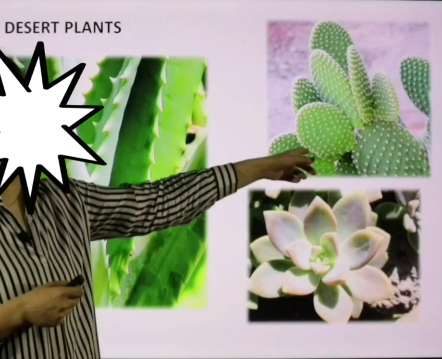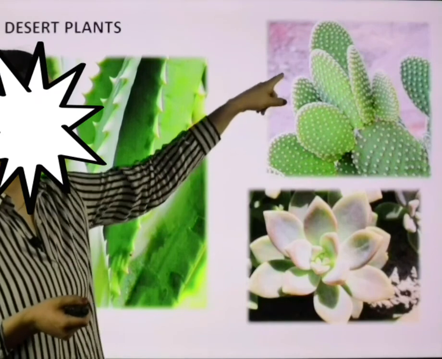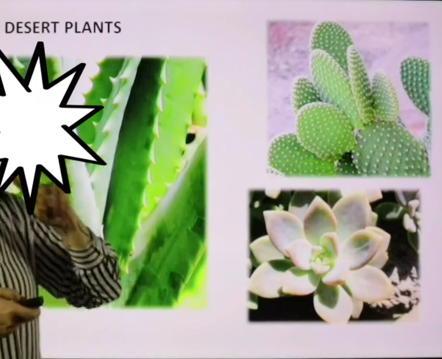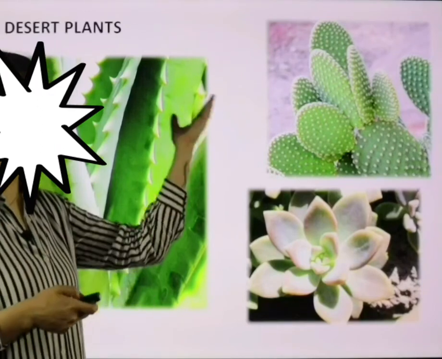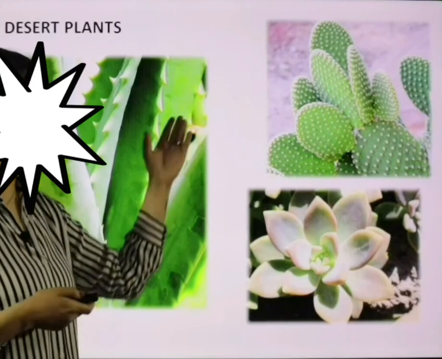And here you can see a cactus. This is one example of a cactus. You can see that there are some spiky thorns on it. This also holds water in it and also prevents predators from eating it. So this is also one type of structural adaptation of a cactus.